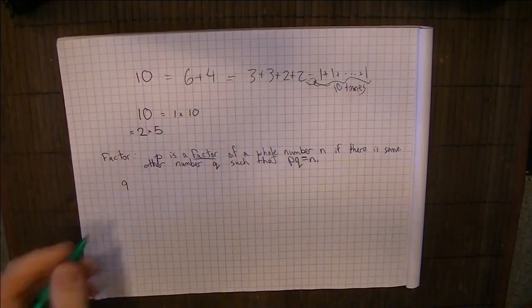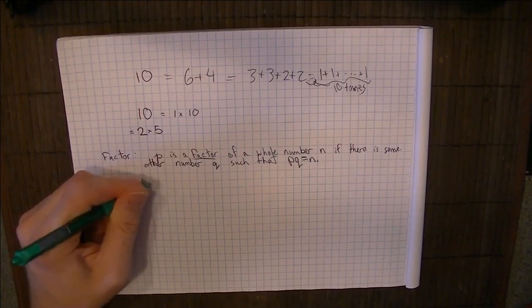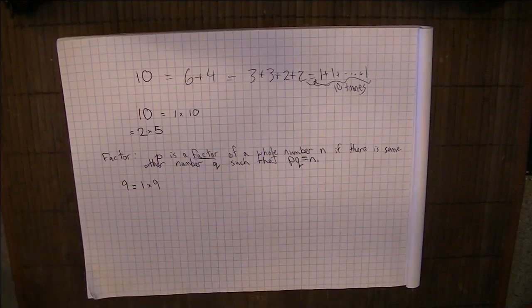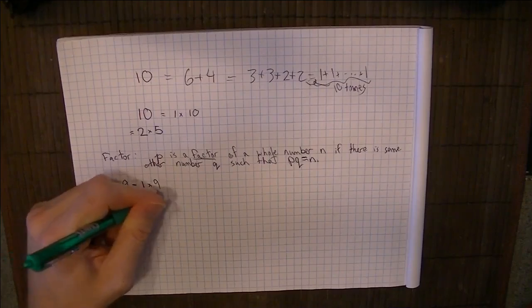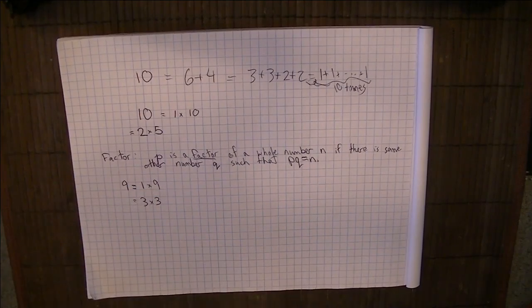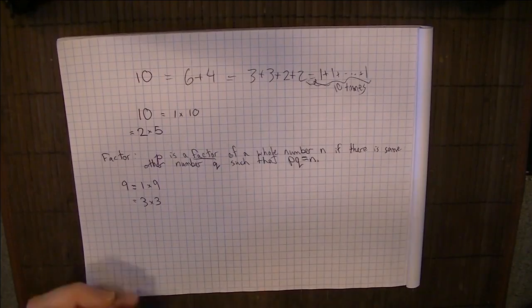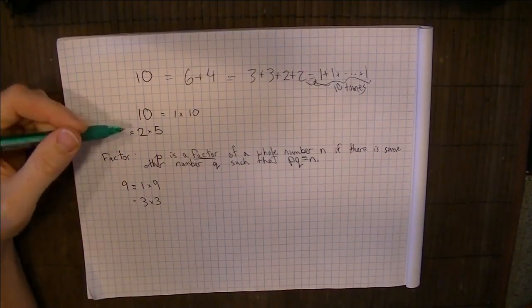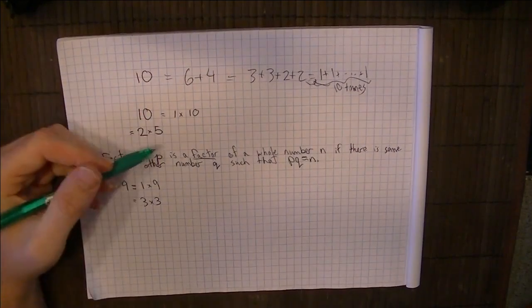Okay, so a few other examples. 9 has factors. We could represent 9 as 1 times 9, which is the boring way, but we could also represent it as 3 times 3. Okay, and 3 is a factor of 9. Notice in this case, the P and the Q happen to be the same number, and that's okay. Okay, so these are the factors of 9. Now, the question is, can I go any further? Looking back here at 10, I had it equal to 2 times 5. Can I break this down?